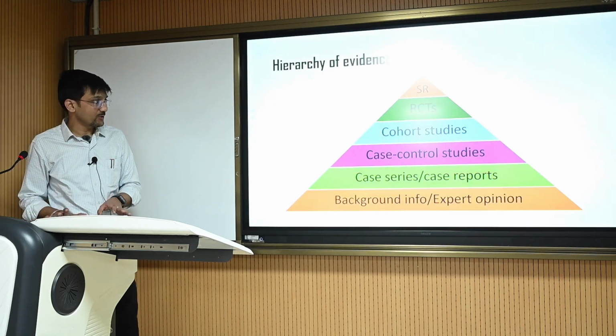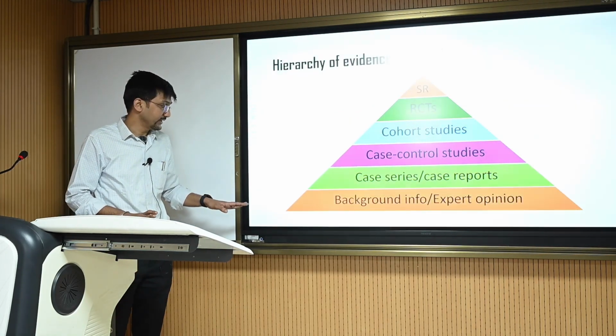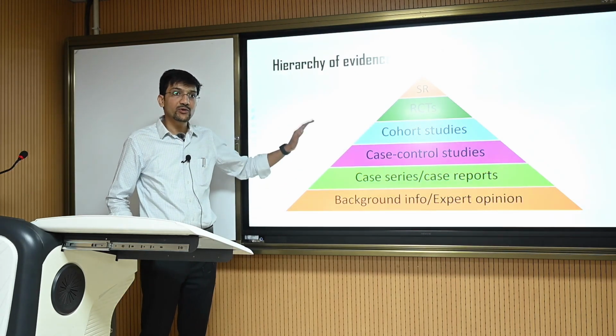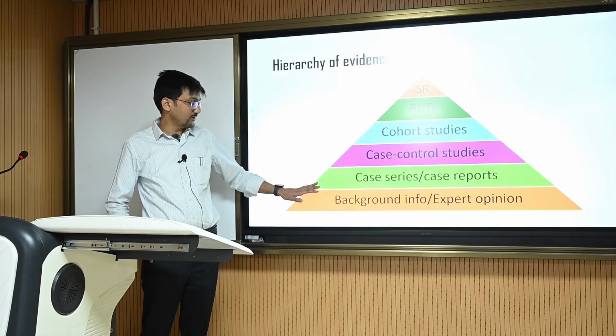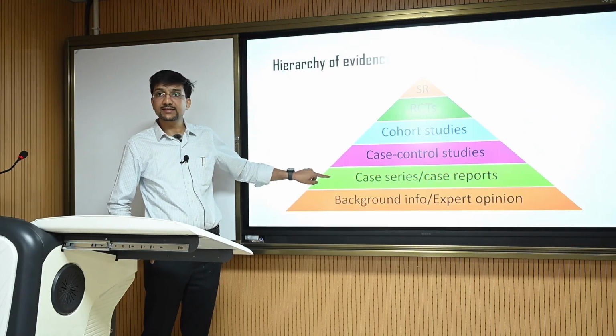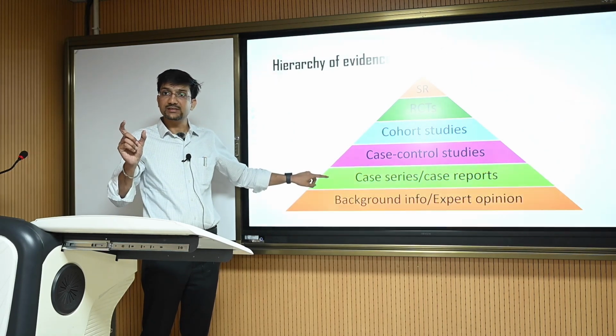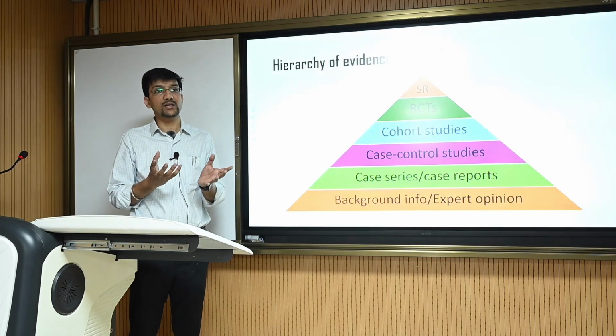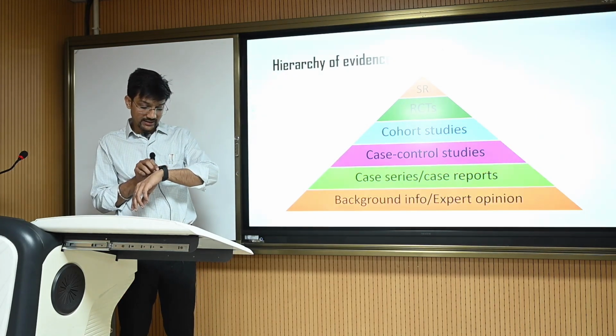So this is the hierarchy of evidence pyramid. We have seen this in the morning as well. At the lowest is expert opinion. That is why we are doing research, because we are not interested in expert opinion. Then come case series and case reports. The problem with case series and case reports is the very small sample size, so limited generalizability. The findings are applicable only to the population that is there.